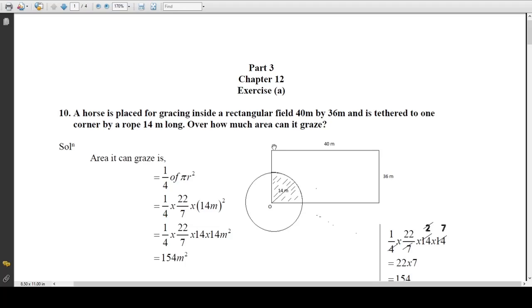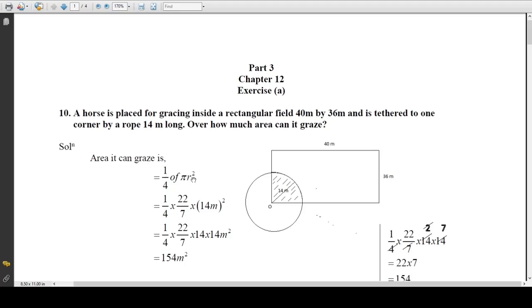Thus the area grazed by the horse will be a quadrant of a circle, because the portion cut by this circle on this rectangular field is a quadrant of a circle. Therefore, the area that this horse can graze will be 1/4 of the area of a circle. Okay, 1/4 of the area of circle.